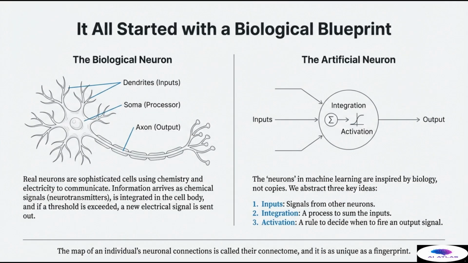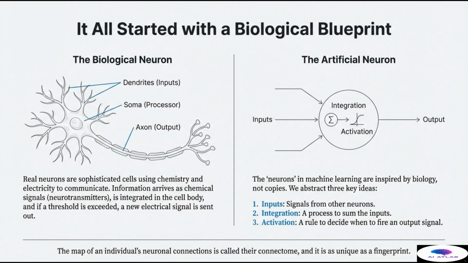The branching structures, the dendrites, serve as the inputs, receiving chemical signals, neurotransmitters, from thousands of other neurons. These signals travel to the cell body, the soma, which acts as the processor. The soma integrates or sums all these signals. If the accumulated signal exceeds a specific electrical threshold, the neuron fires, sending a new electrical signal down the axon, which is the neuron's output structure, ready to transmit to the next cell. This is fundamentally a process of signal integration and threshold-based decision-making.